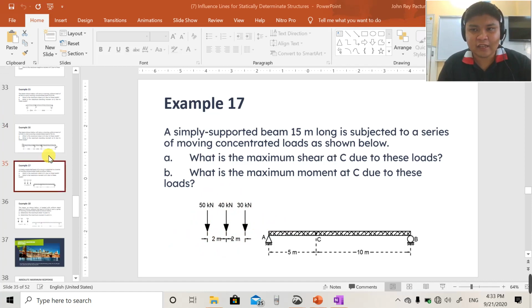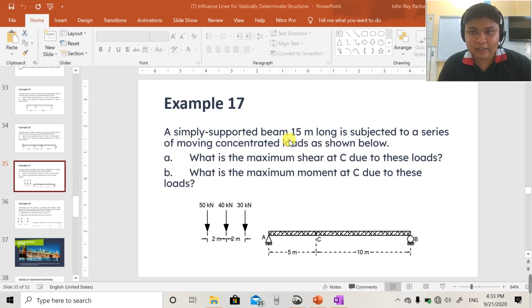So kung kanina, uniform load, tapos may combination lang ng isang concentrated load which is madali lang naman yon. Sa pagkakataong ito class, ang gagawa na natin ng analysis ay series or dugtong-dugtong na concentrated load. So usually, sa mga trucks kasi or sa mga vehicles, so ganito yung nangyayari. Okay? So this time, basahin ko class yung tanong.